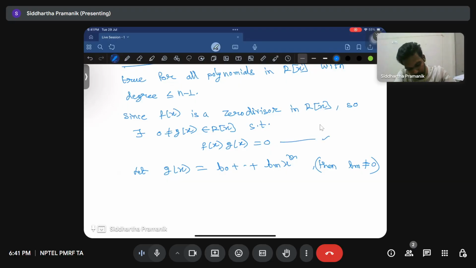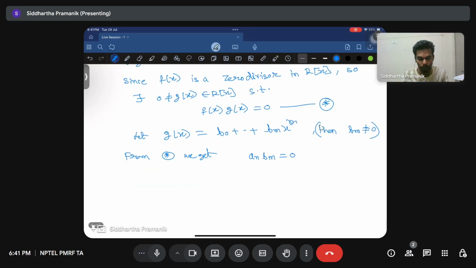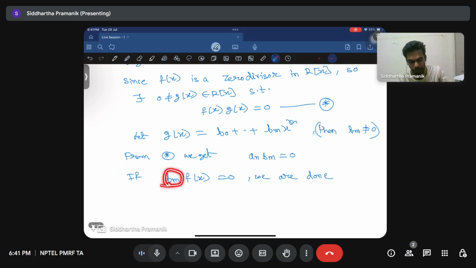Now let's put a name for this equation, star. So from star we get an times bm is 0, right? Because the product is 0, so all the coefficients are 0 and this is the leading coefficient. Now if bm times f(x) is 0, then we are done, right? Because bm is an element of R and we have found a non-zero element. So assume bm times f(x) is non-zero.